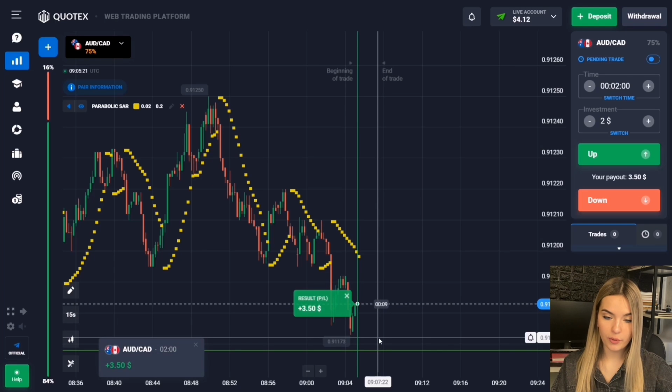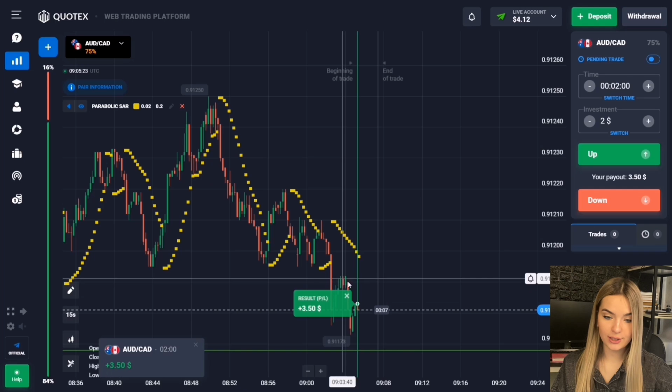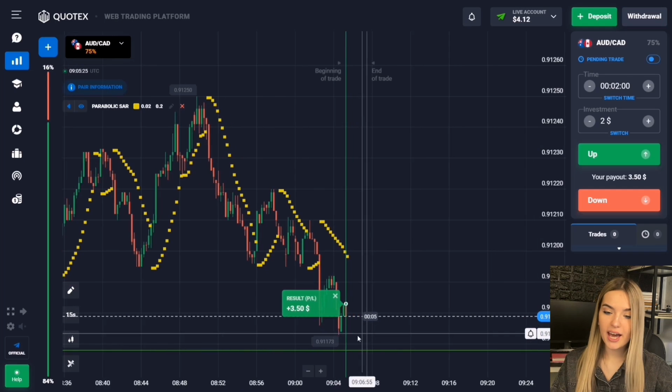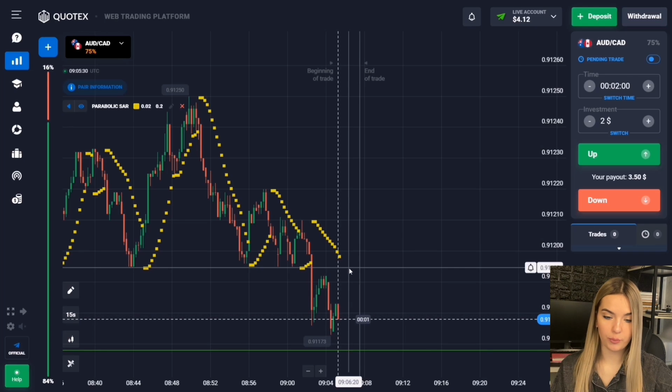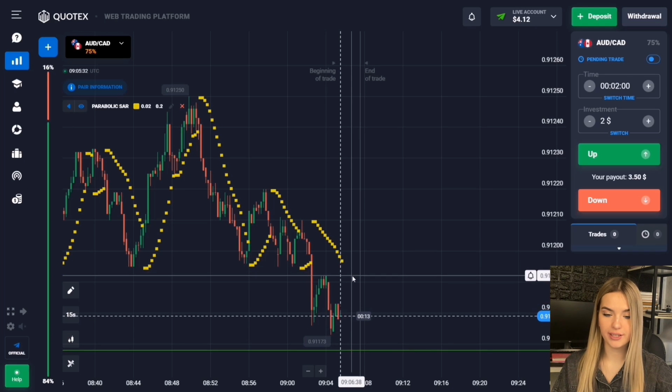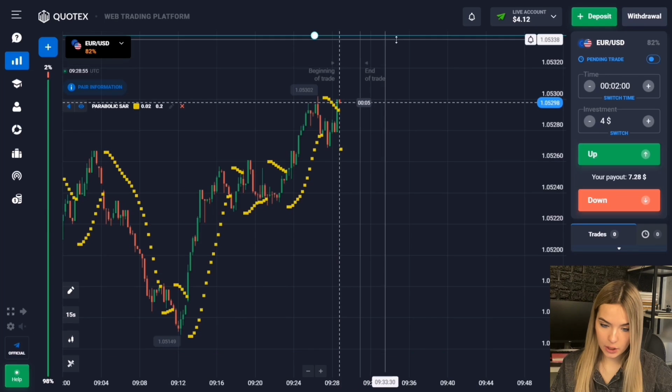It's not bad, friends. The price has continued its downward movement and we are making profit here. 2 minutes was just enough for us. Also, this indicator again suggests a good entry point and helped us to determine the further price movement. Well, let's continue. Here we see the resistance level.